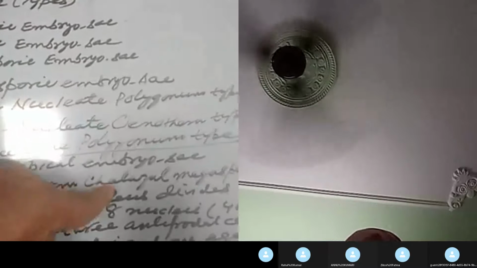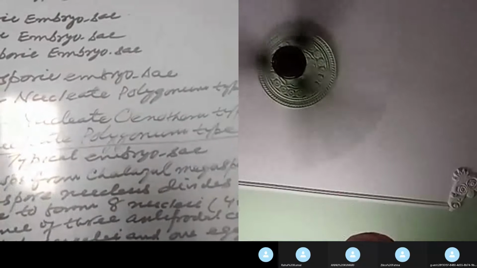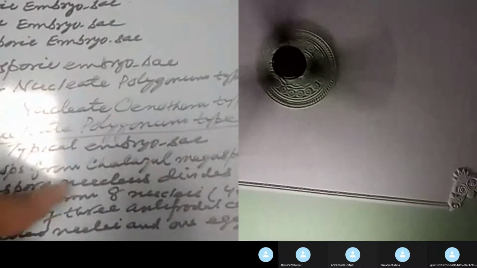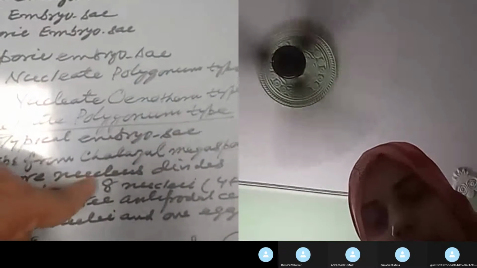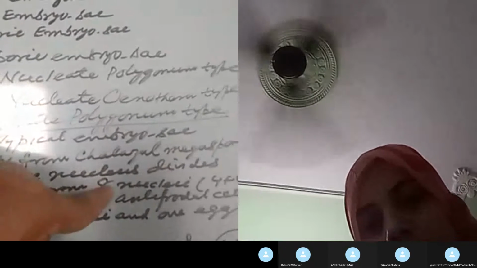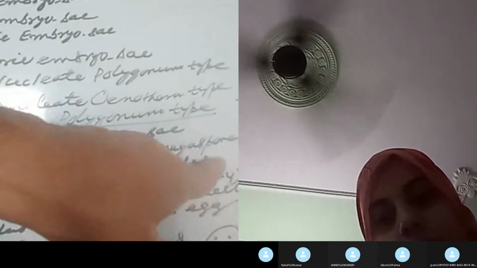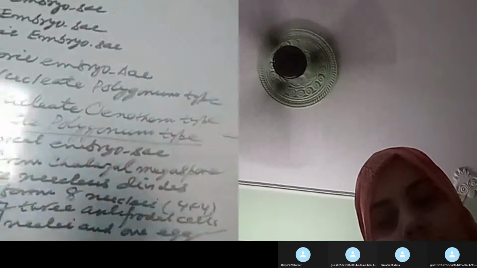This Polygonum type of embryo sac develops from the chalazial megaspore, not from the micropylar one. The megaspore nucleus divides thrice to form 8 nuclei, 4 plus 4: 4 nuclei on the chalazial side and 4 nuclei on the micropylar side.